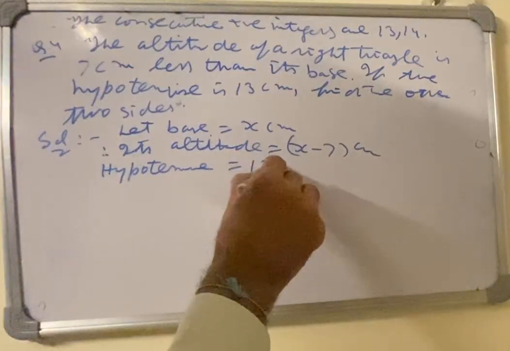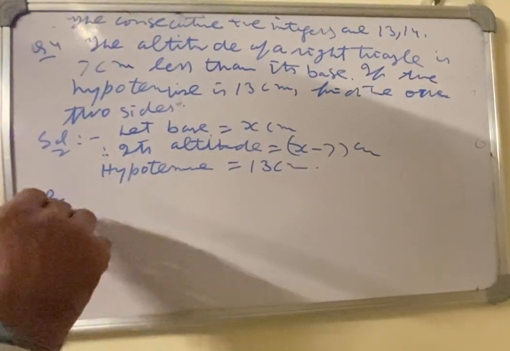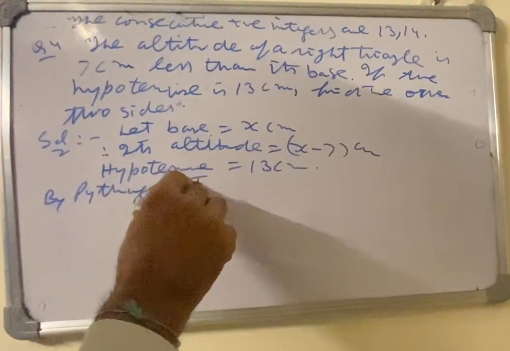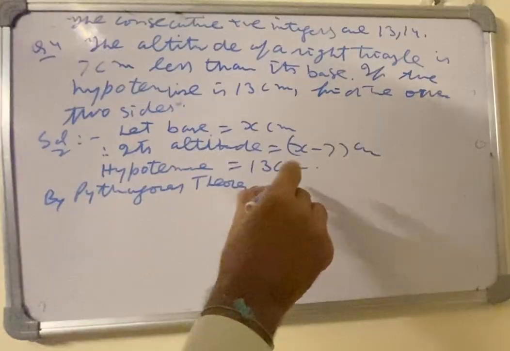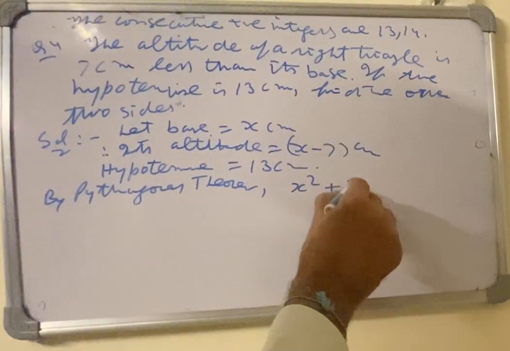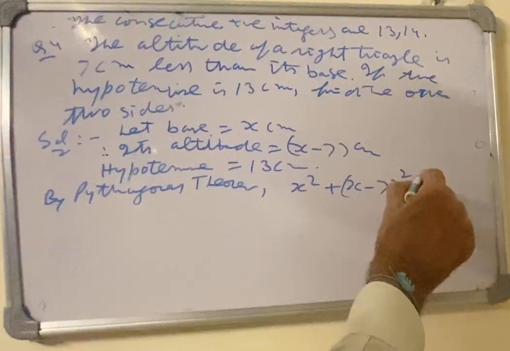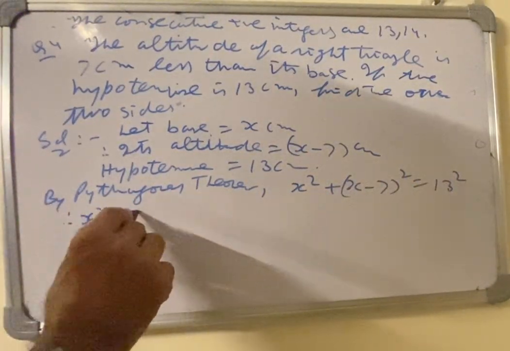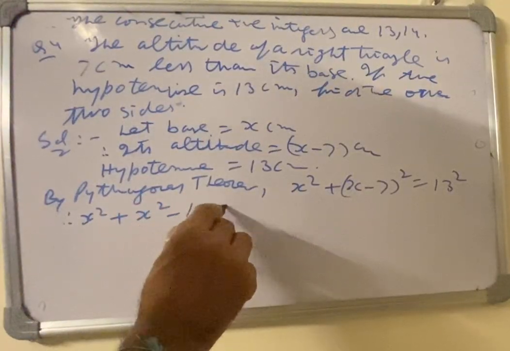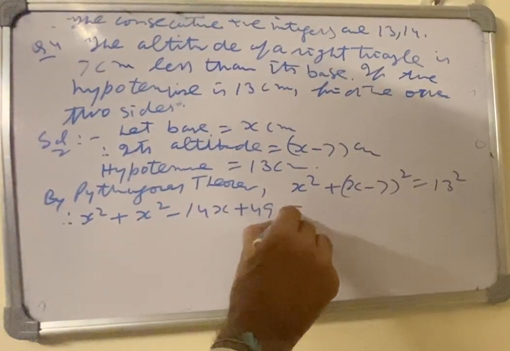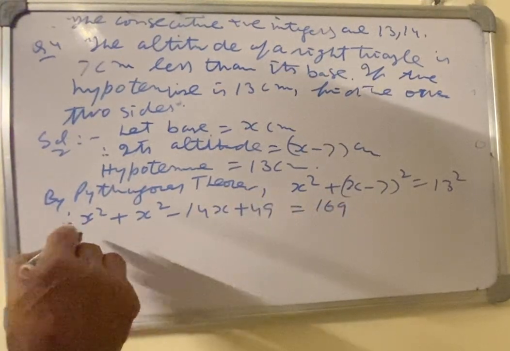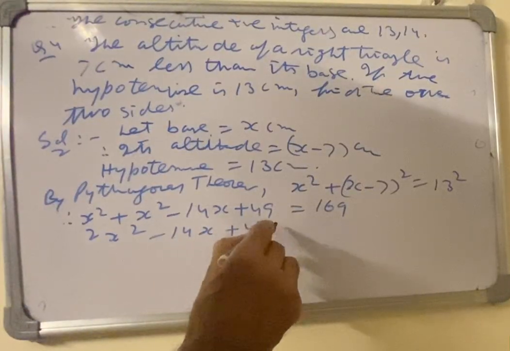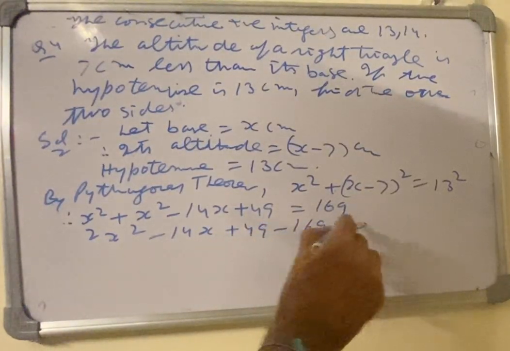13 centimeters. By Pythagoras theorem, x square plus (x minus 7) whole square is equal to 13 square. Therefore, x square plus x square minus 14x plus 49 is equal to 169. 2x square minus 14x plus 49 minus 169 is equal to 0.